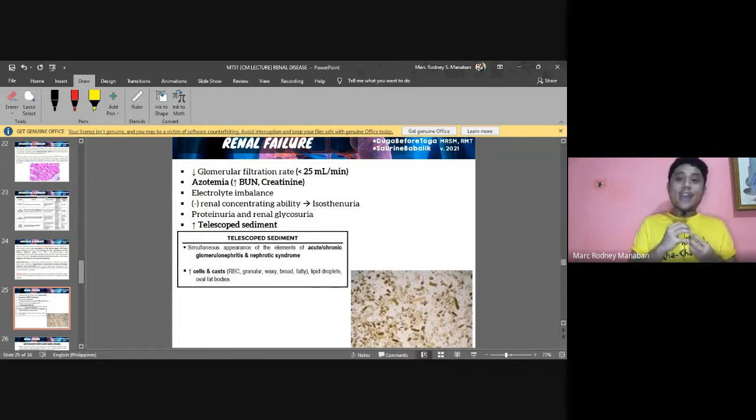Of course, there's proteinuria and renal glycosuria. So mag-release na siya mga substances that are normally absorbed or substances that should not be filtered by the glomerulus. Kaya of course, nawala na yung function. And of course, increase in the telescoped sediment. So, unsay pasabot sa telescoped sediment? Simultaneous appearance of the different microscopic elements of your chronic GN and nephrotic syndrome. So, there's increase in cells and casts of different sizes, different types, in equal numbers.